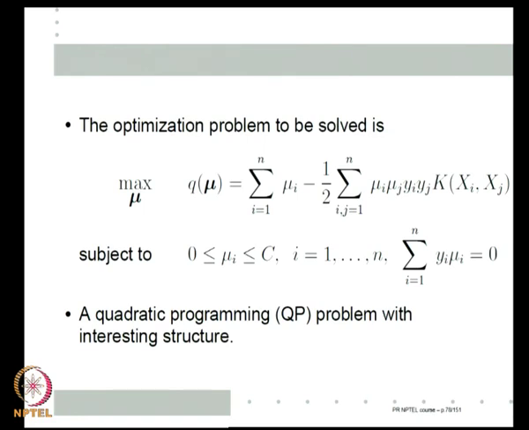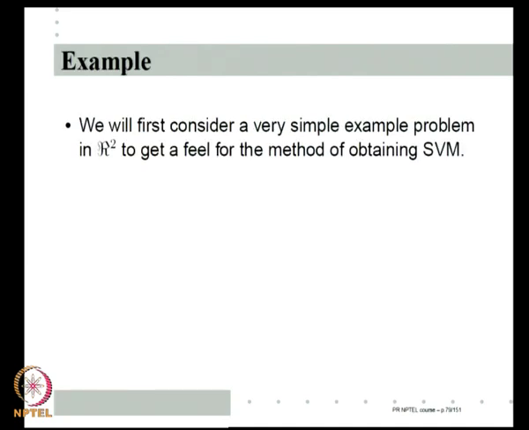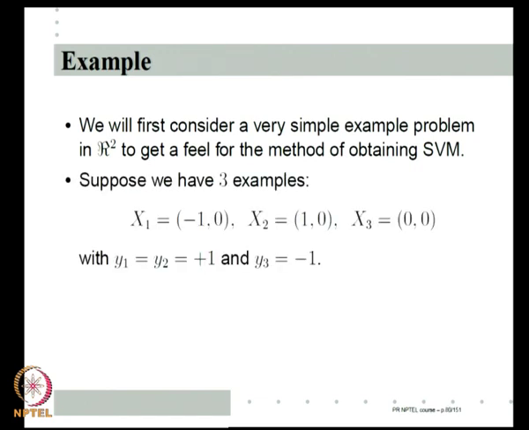before going there we will solve one trivially simple problem just to get a feel for how one solves for an SVM. So, we will first consider a very simple example in R2. Let us say only 3 examples in R2: minus 1 0, 1 0, 0 0. Minus 1 0 and 1 0 are in class plus 1, 0 0 in class minus. As a matter of fact, all of them have y component 0. So, it is actually a one dimensional problem, but we call it a 2 dimensional problem. Okay. So, it is a very simple thing.